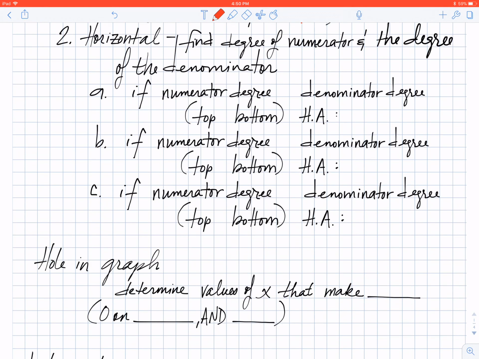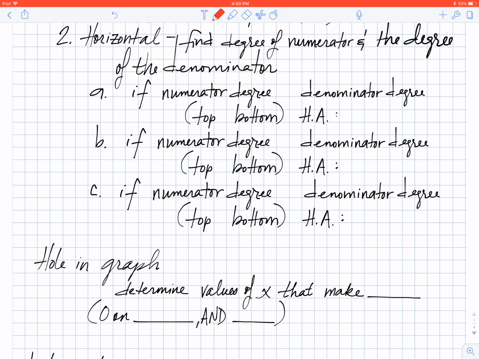Horizontal asymptotes are next. Horizontal asymptotes have nothing to do with a 0 anywhere. For horizontal asymptotes, you have to find the degree of the numerator, or the top, and you need to find the degree of the denominator, or the bottom. So that's what we're going to focus on for finding horizontal asymptotes. We're looking at the degree of the top and we're going to compare it to the degree of the bottom.